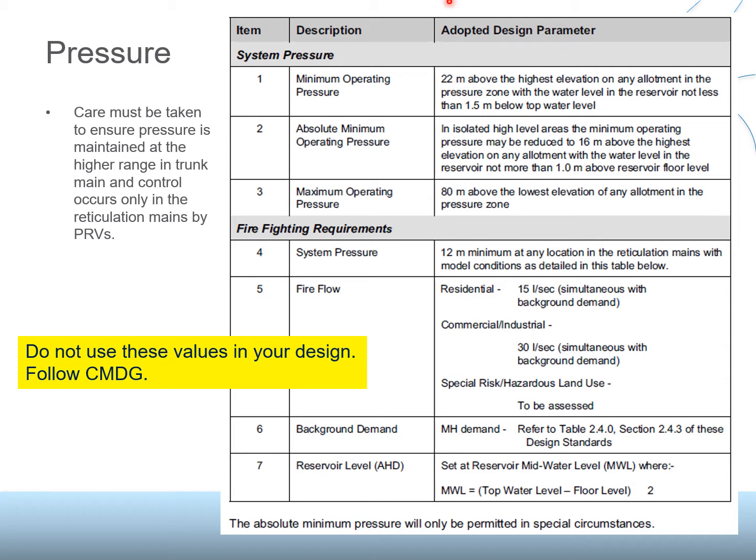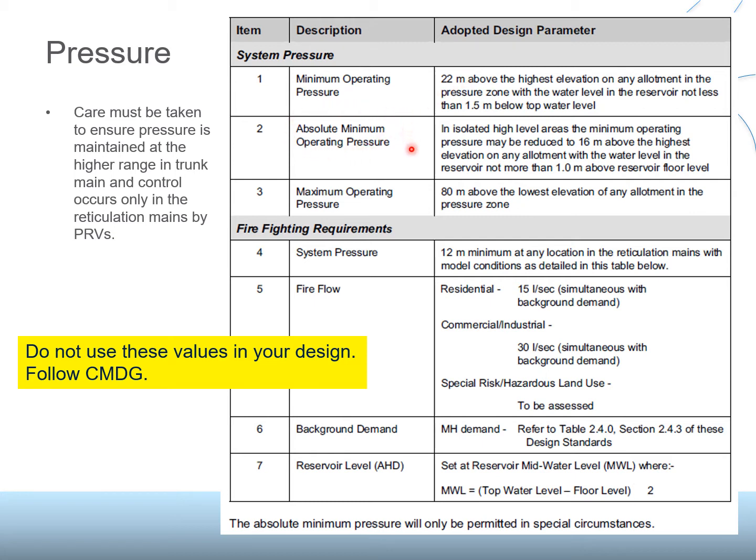This 22 meter value varies from council to council. In some councils, it is 20 meters or 21 meters, and so on. So this is not the exact value for all. It depends on the council requirements.